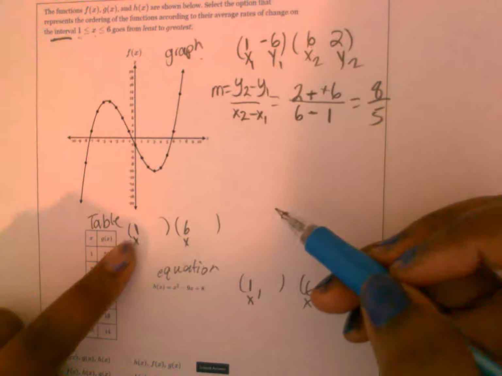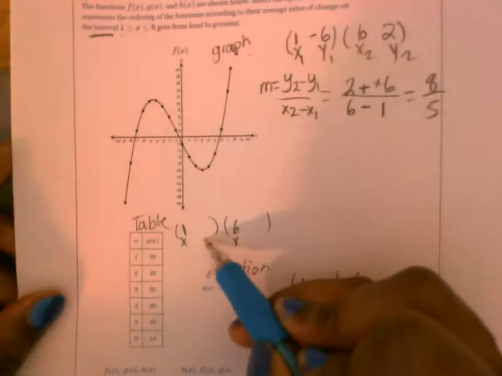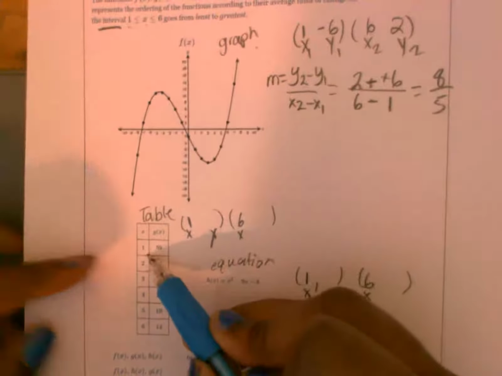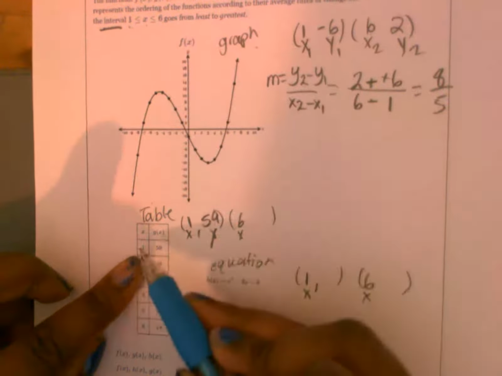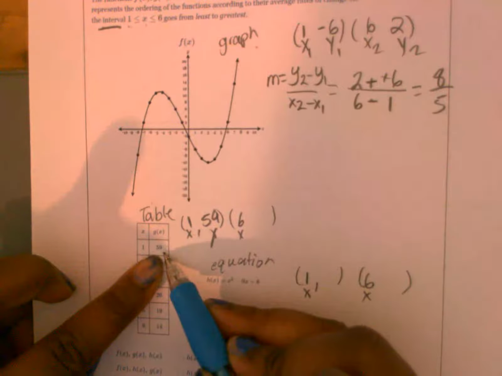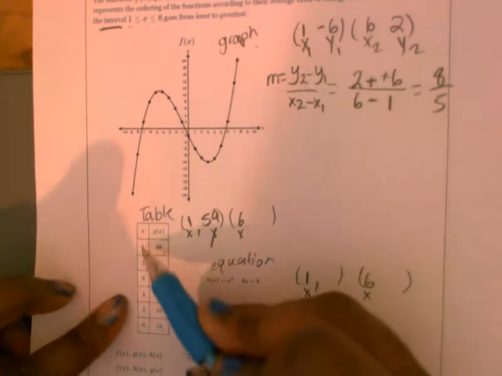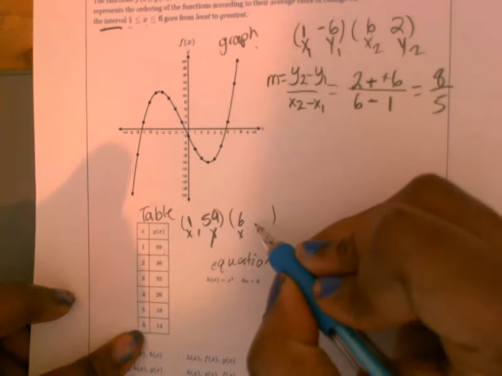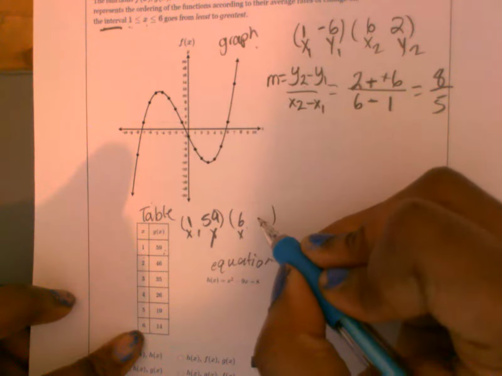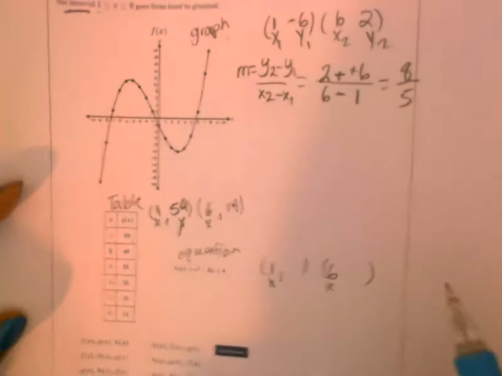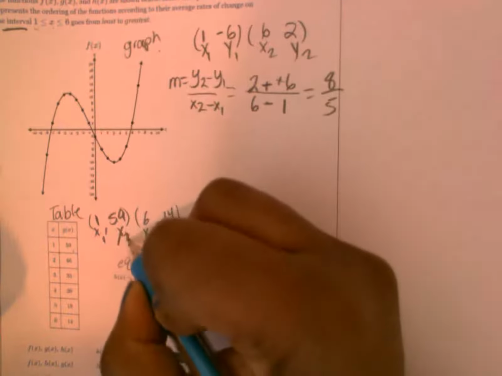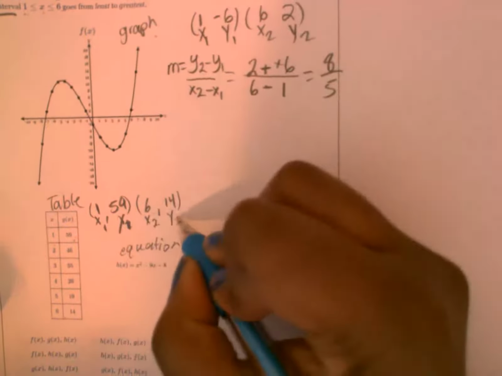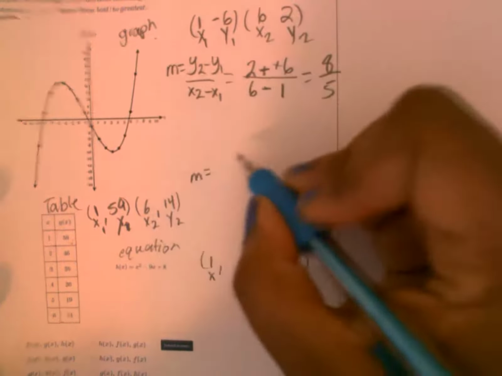We have to find the y value. So the y value here is going to be 59. You see how I look for 1 as the x, and the y value is 59. Find 6x, and that's going to be 14. Okay. So you're going to use the slope formula again. X1, Y1, X2, Y2. So slope formula again.